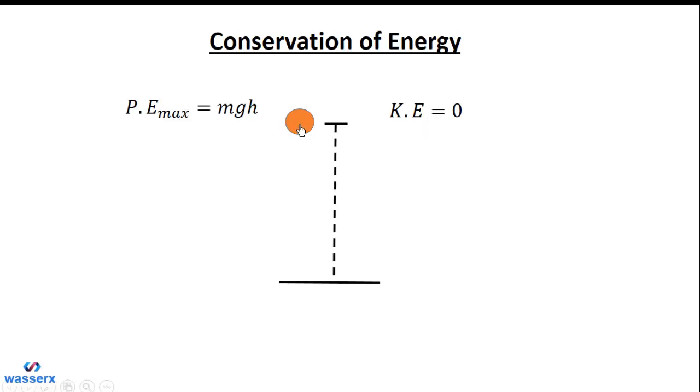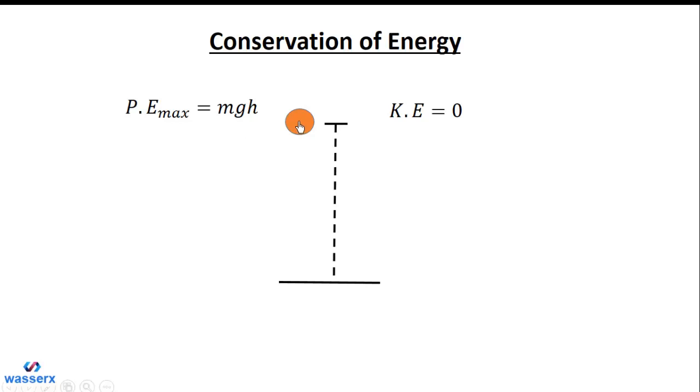So as this body moves down, let's say at these points, no energy is lost. Just that the potential energy will decrease a little bit and the kinetic energy will start increasing, since the body is now in motion. But in all, no energy is lost.